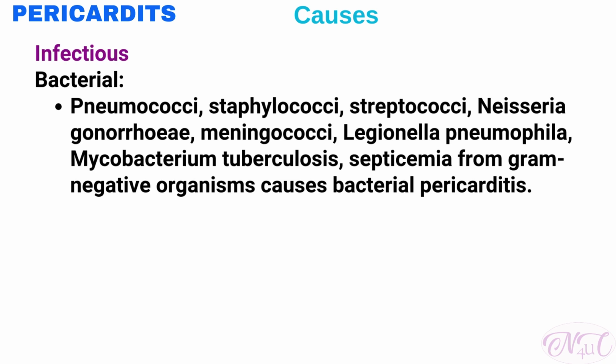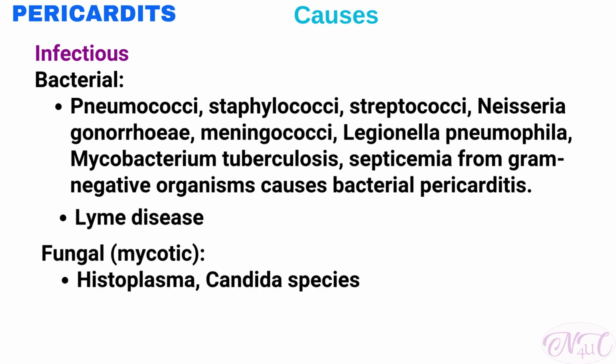The infectious causes. Bacterial: a bacterial infection including pneumococci, staphylococci, streptococci, Neisseria gonorrhoeae, meningococci, Legionella pneumophila, Mycobacterium tuberculosis, or septicemia from gram-negative organisms causes bacterial pericarditis. Lyme disease is a bacterial infection that can be spread to humans by infected ticks, and can also cause pericarditis. Fungal: a fungal infection can cause fungal pericarditis, for example, Histoplasma and Candida species.